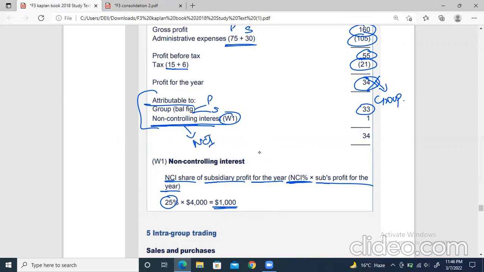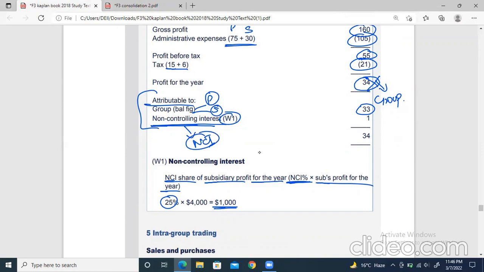Because see, what happens is that NCI is not owning anything for the parent, right? Parent is different, NCI is different, subsidiary is different. There are three parties over here. So group basically has two parties, parent and subsidiary. NCI is not part of group because group means the controllability, the more than 50%, and NCI is the separate percentage.